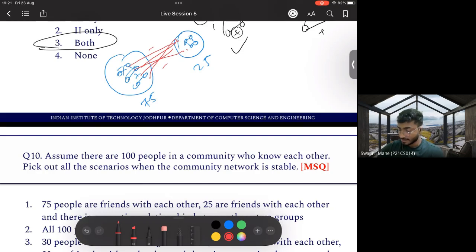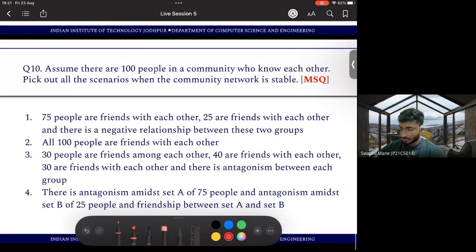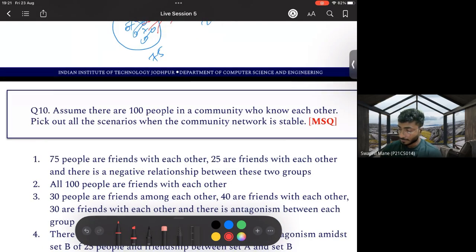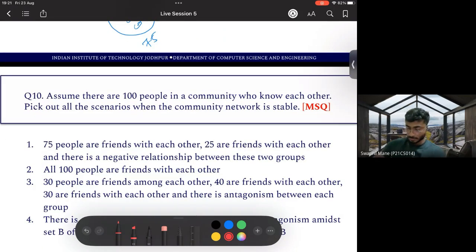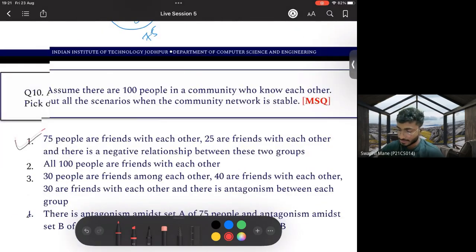I think this concept was already covered in the lecture as well. Yeah, this is true, right? This is a multiple selective question actually. Multiple options are correct. So this is a stable network, as already said.